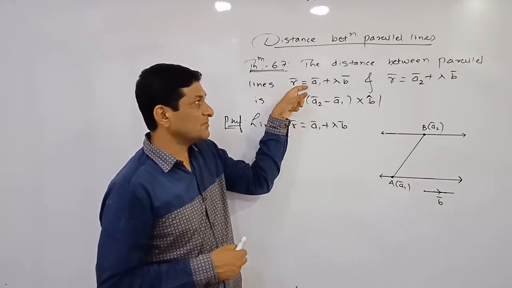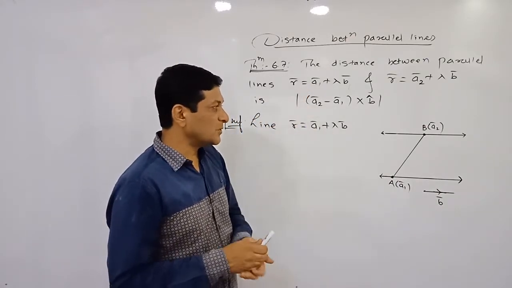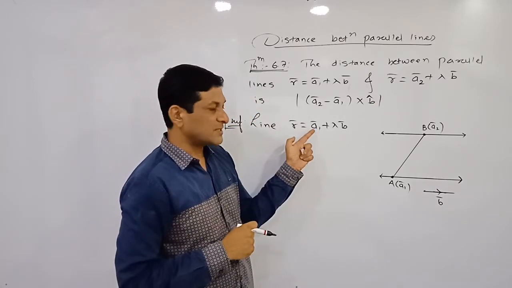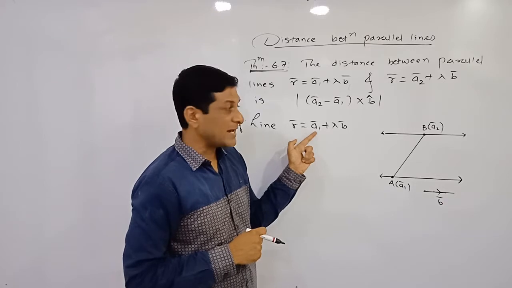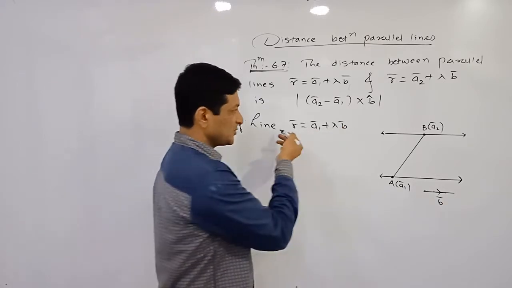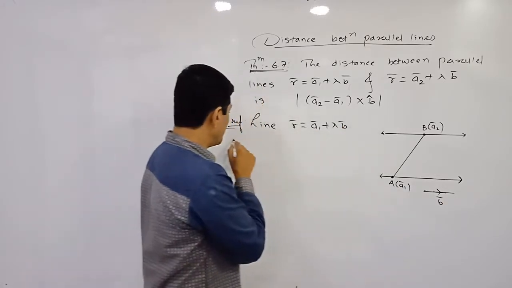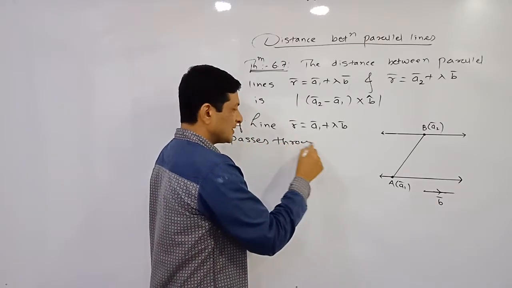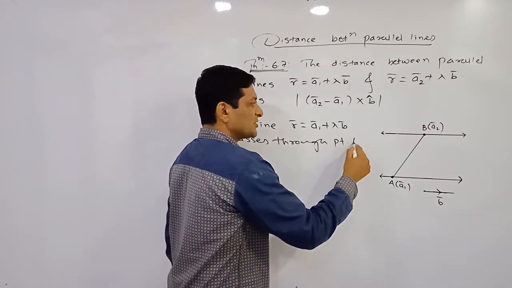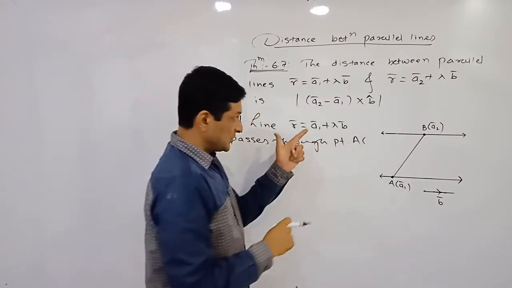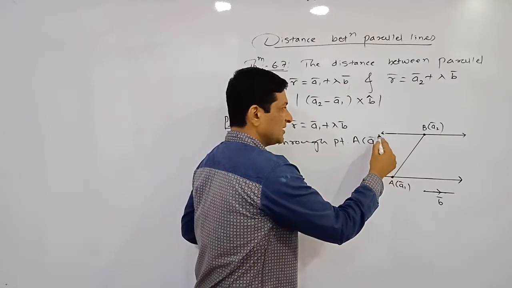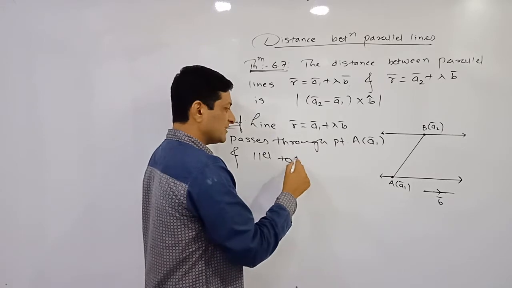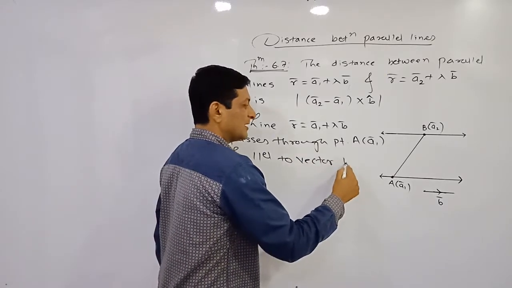So first we are considering the first line, r bar is equal to a1 bar plus lambda b bar. From this equation we can say that the line passes through one point whose position vector is a1 bar and is parallel to the vector b bar. So this line passes through a point. Let us denote that point by A, and its position vector is given in the equation as a1 bar, and it is parallel to vector b bar.